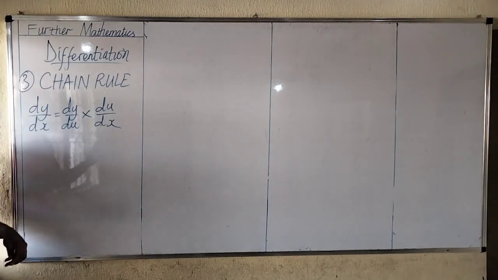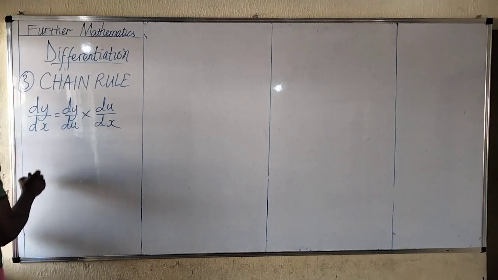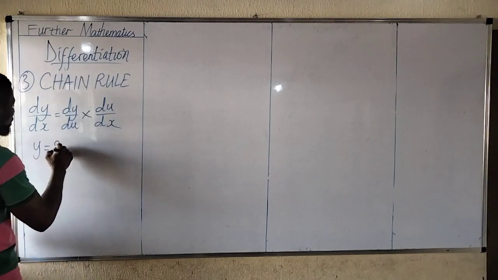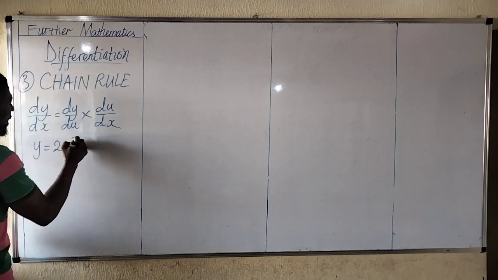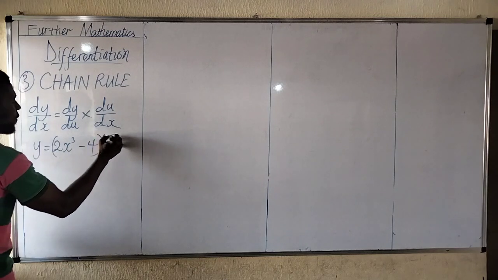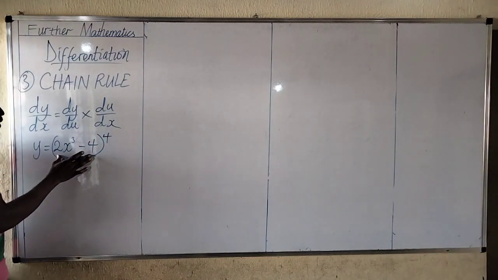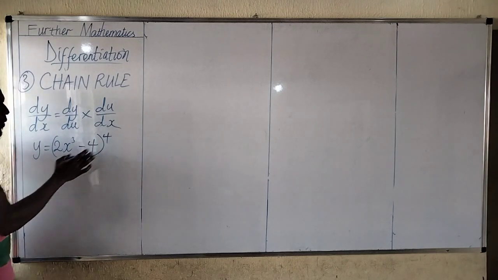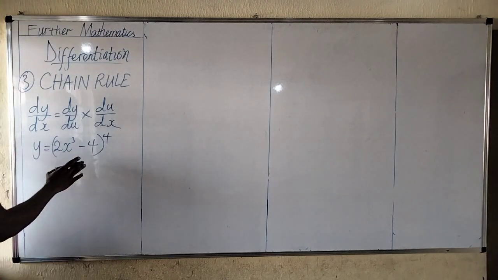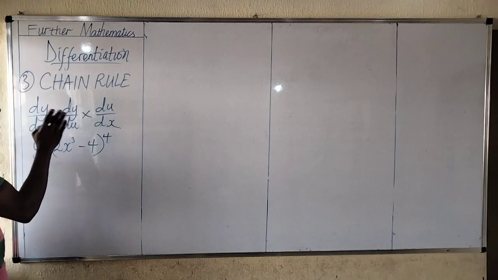Okay, so what does that explanation entail? It entails that when we have a function like this, y is equal to (2x^3 - 4) all raised to the power 4. For example, this is more than one term enclosed in a bracket and is raised to a power. If you are to use the general method, you run into errors. The only method you can employ here to get an accurate answer is the chain rule.